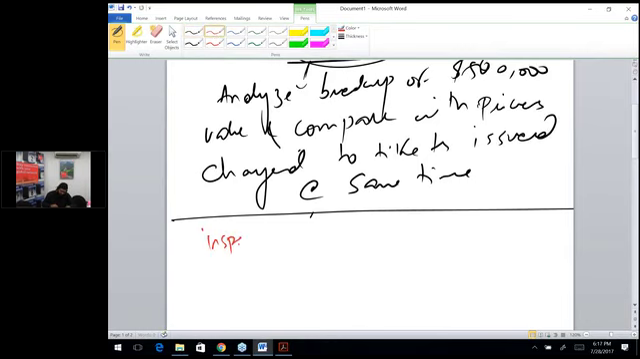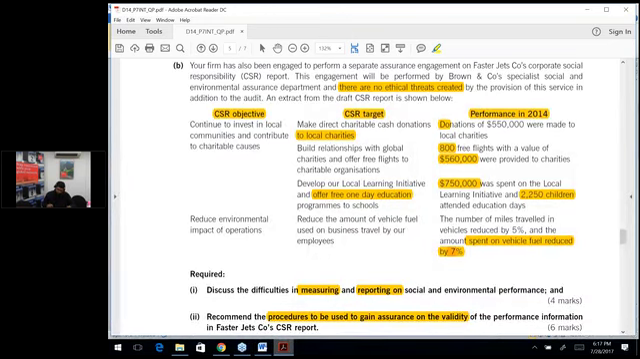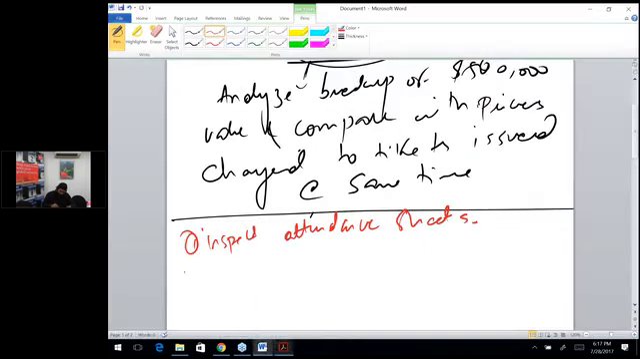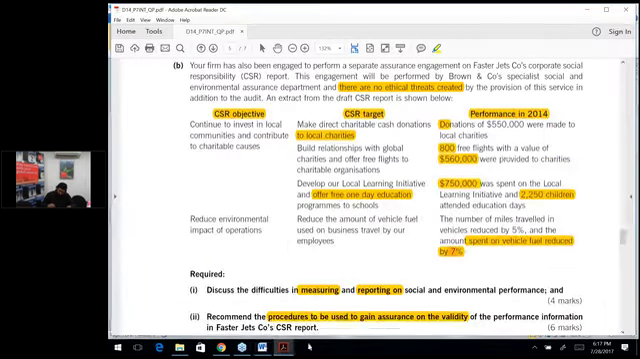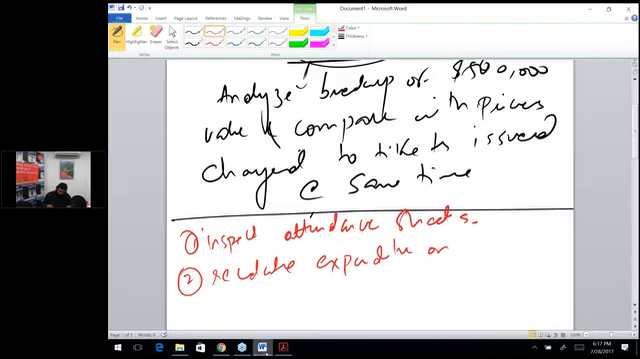So what you do is inspect attendance sheets, number one. Number two is recalculate expenditures on local learning initiative.